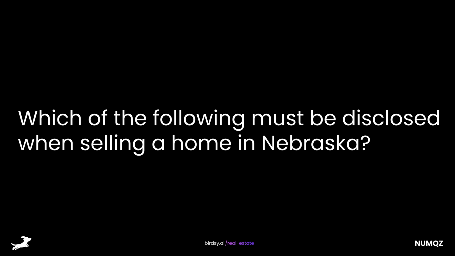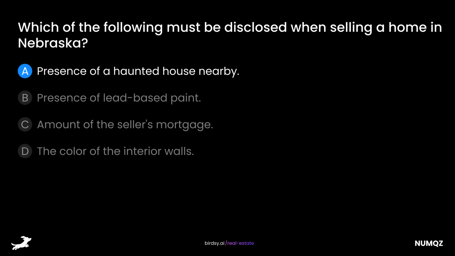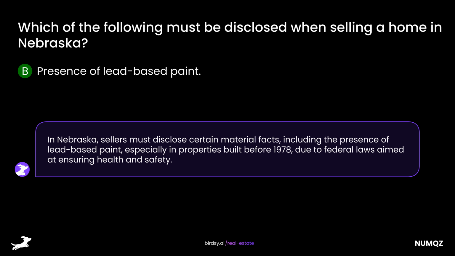Which of the following must be disclosed when selling a home in Nebraska? Is it A, presence of a haunted house nearby? B, presence of lead-based paint? C, amount of the seller's mortgage? Or D, the color of the interior walls? The answer is B, presence of lead-based paint. In Nebraska, sellers must disclose certain material facts, including the presence of lead-based paint, especially in properties built before 1978, due to federal laws aimed at ensuring health and safety.